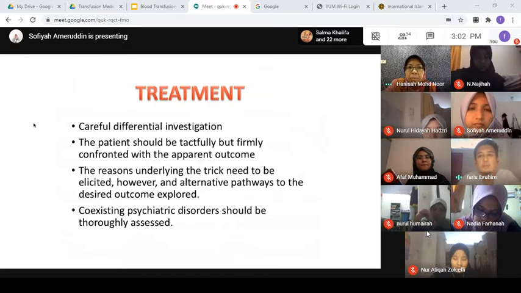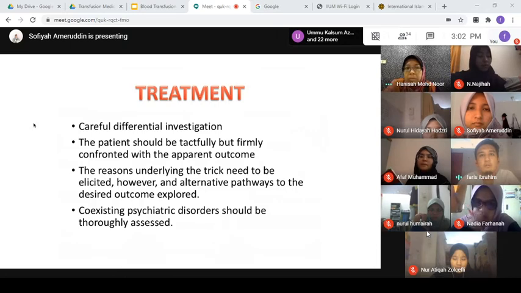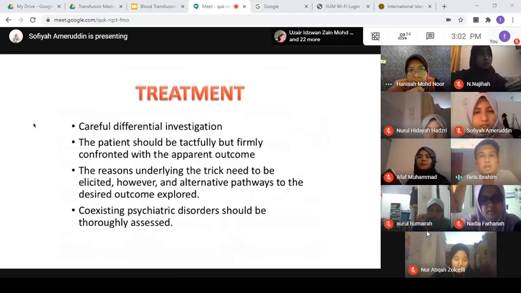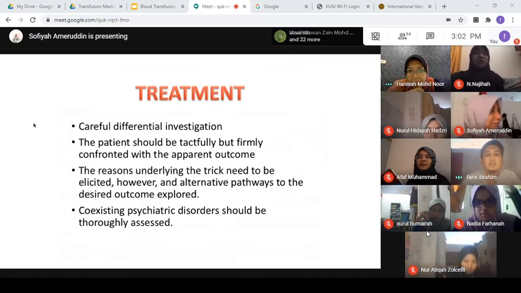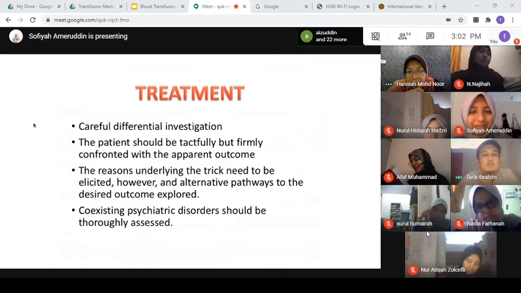So you need to confront the patient with regard to the symptoms that they are facing, and you need to know what the reasons are, what their external aim or external gain is that they want to get. And you need to know also what their plan is if they don't get it, what their alternative pathways are to get the aim that they want. And then next, coexisting psychiatric disorders should be thoroughly assessed as well. Okay, I think that's all.